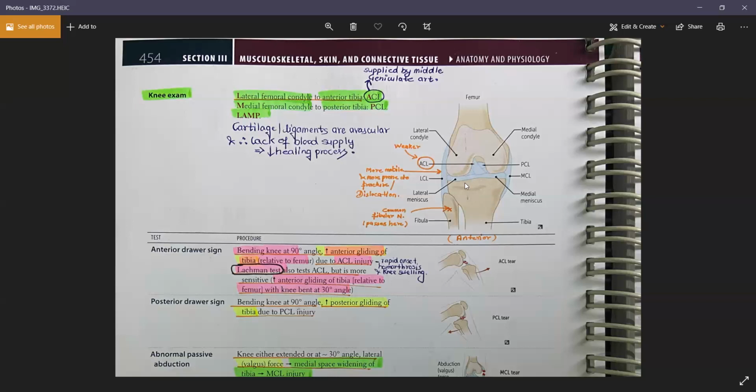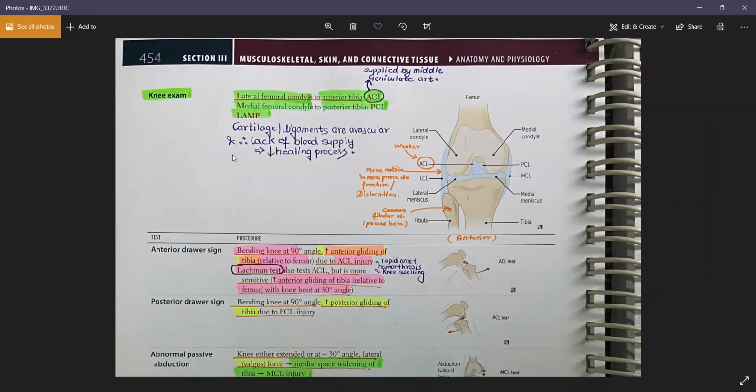So that's about it. From the lateral condyle of the femur to the anterior tibia, it would be the anterior cruciate ligament. From the medial condyle of the femur to the posterior tibia, it would be the posterior cruciate ligament. Just set a reference in your mind, the tibia, and then do the opposite in your femur.